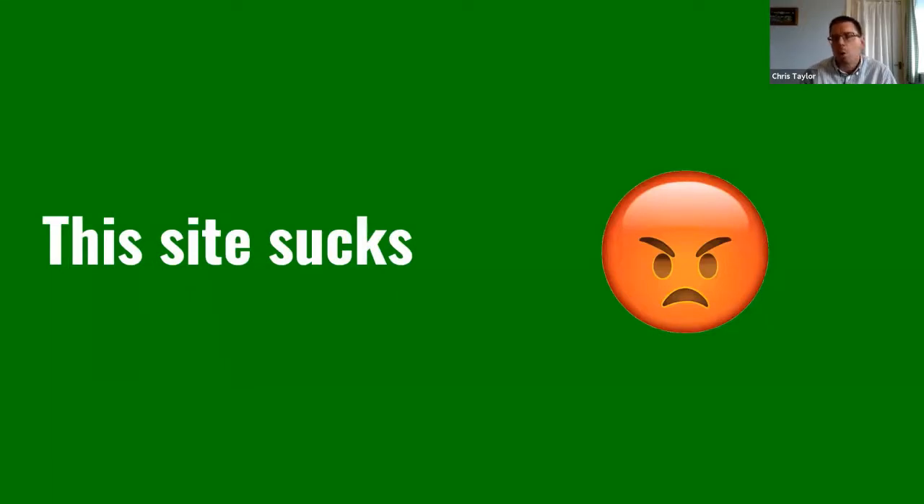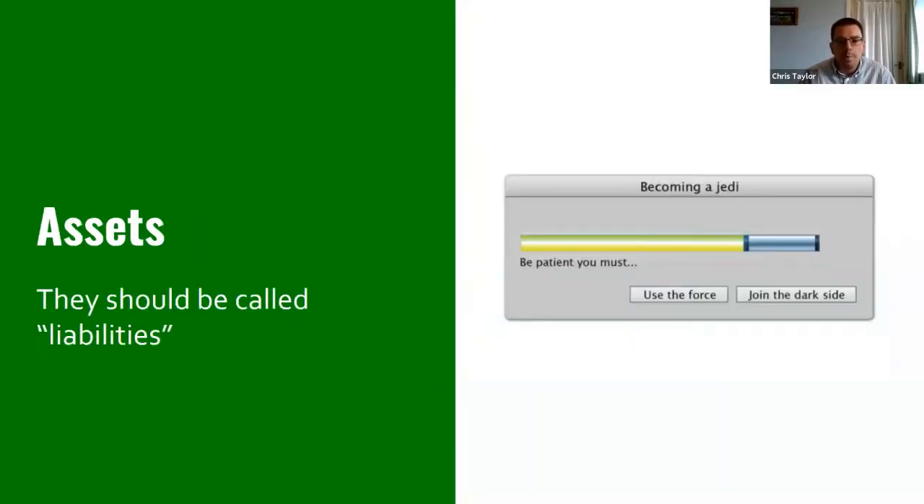Now, clearly, there's a lot we can do to fix many of these performance problems. One of the ways is just to send less stuff down the wire to the user. So yeah, we're going to get on to assets, or as some people call them, liabilities. And you'll see why.